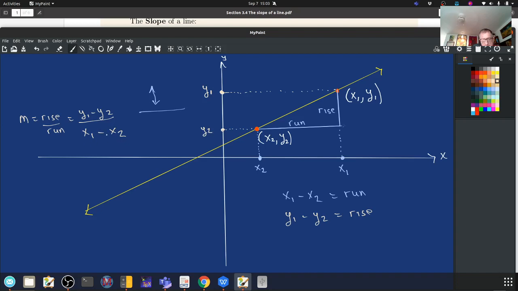Now remember, whenever we're dividing something we have to make sure that we're not dividing by 0. So the only time the denominator will be 0 is when x1 and x2 are the same. So provided x2 is not equal to x1. When x2 is equal to x1, the slope is undefined, and we have a vertical line. So let's put this into practice.